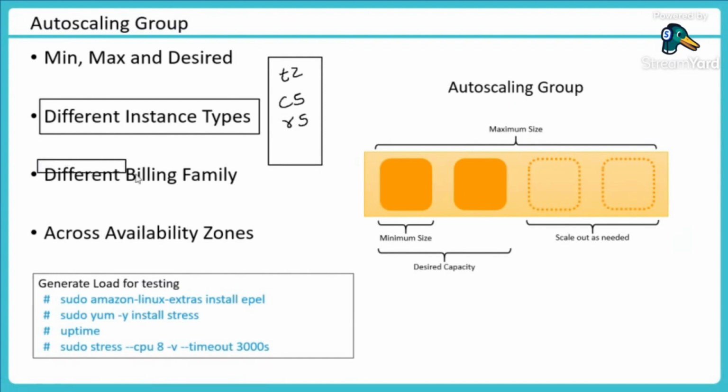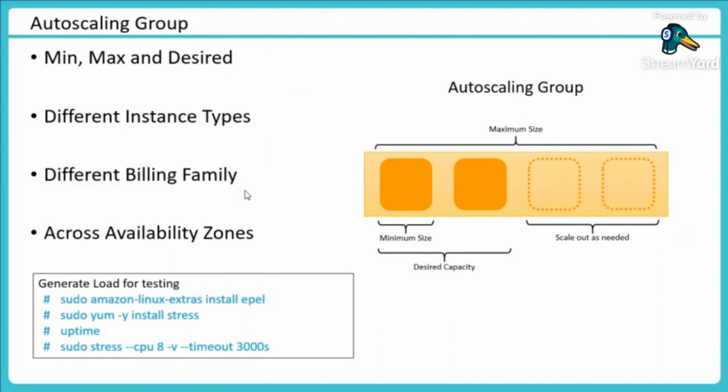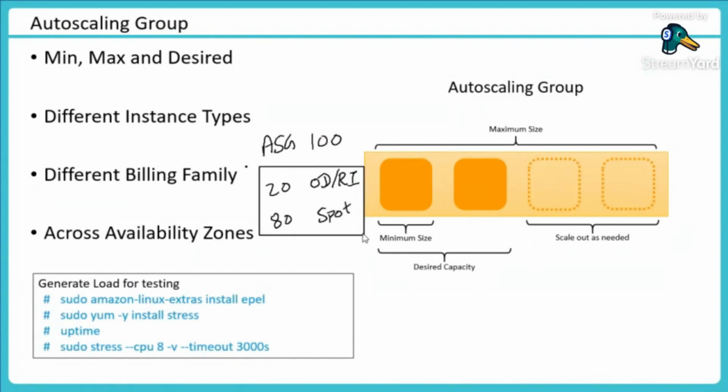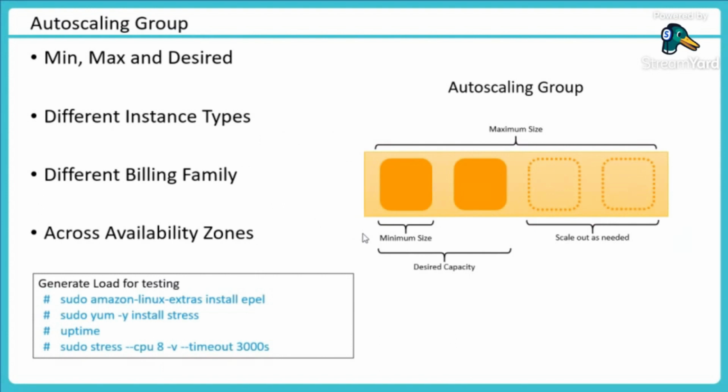Plus, you could have different billing families. What does it mean? You may have an auto scaling group where I want you to have 100 instances, but 20 I want from on-demand or my reserved instance capacity, and 80 I want from spot instances. So you could add this kind of combination within your auto scaling group for different billing families, should not be a problem at all. So that's true. And as I explained, we could launch it across availability zones. So you could run it across availability zones without having any issue. So these are some of the common settings which we have, right?